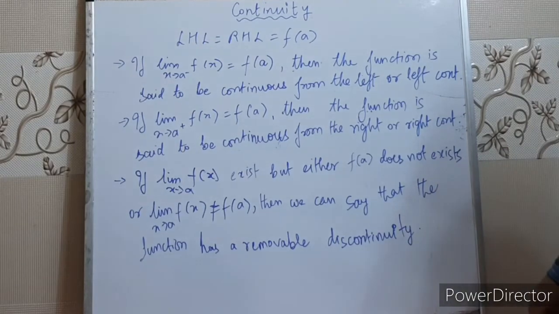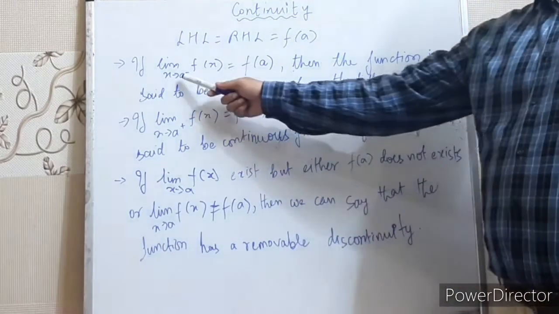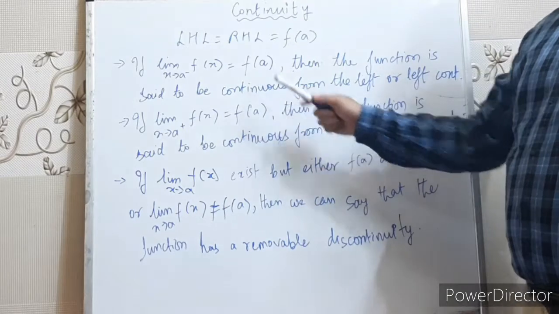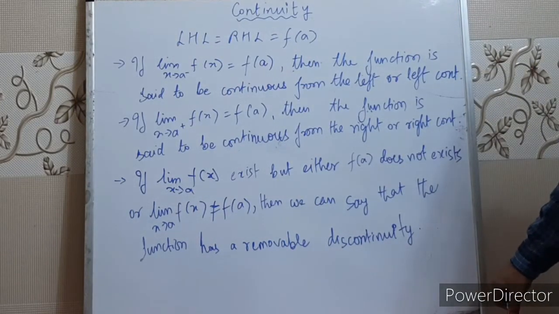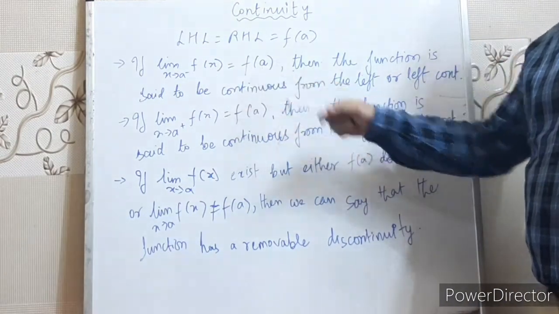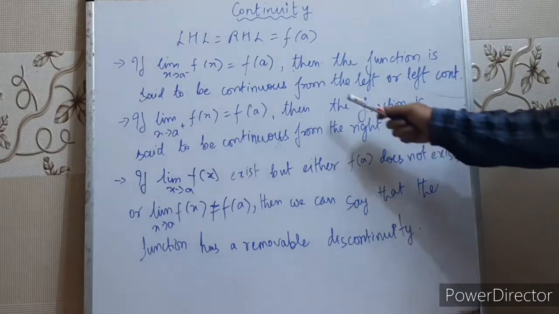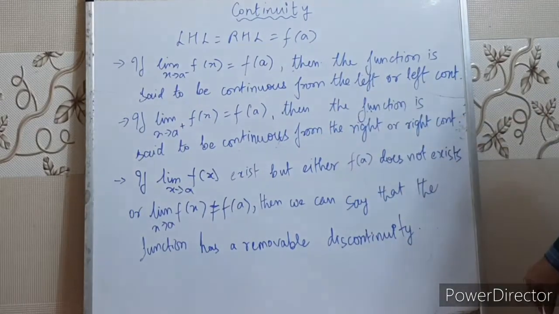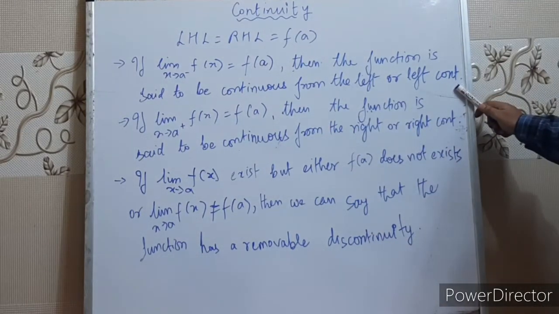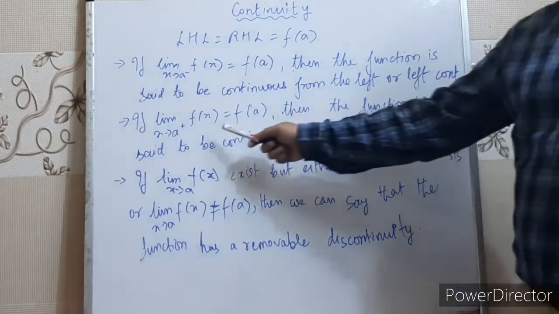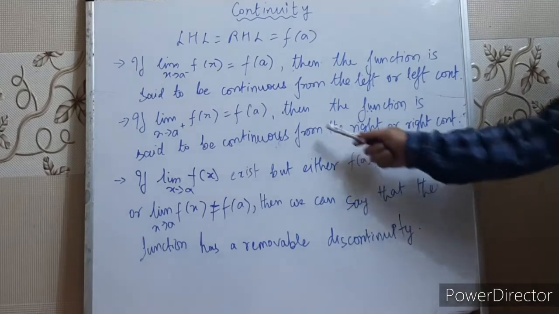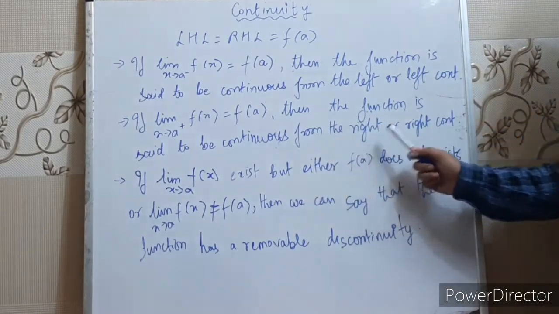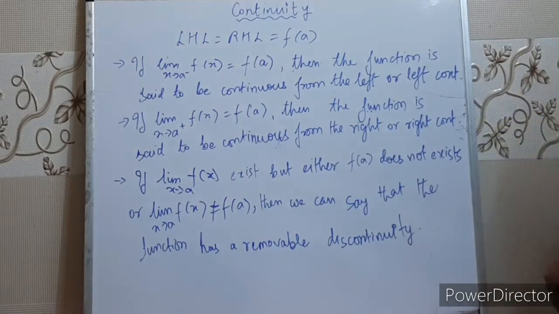Now there are a few more points. If the left hand limit of the function is equal to the value of the function, both are equal, it does not mean the right hand limit is equal or not. If the left hand limit equals the value of the function, then we say that the function is continuous from the left or left continuous. Right, children? And if the right hand limit is equal to the value of the function at x equals a, then the function is said to be continuous from the right or right continuous.